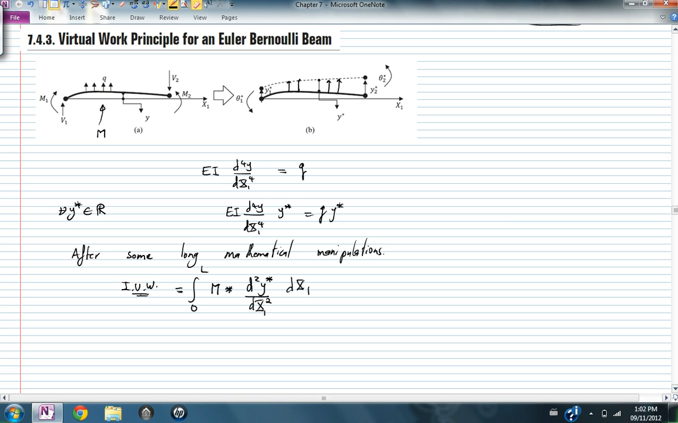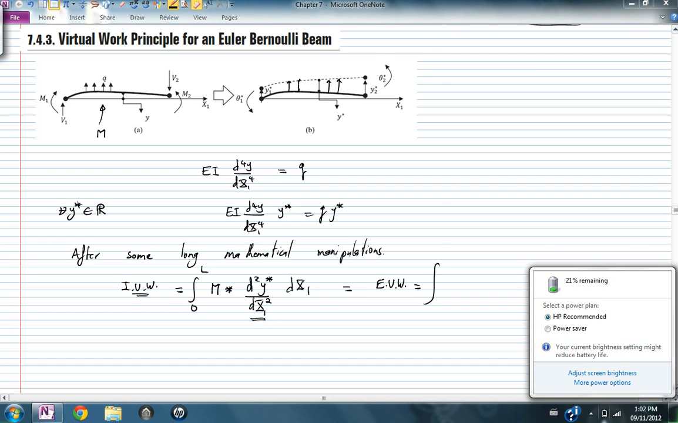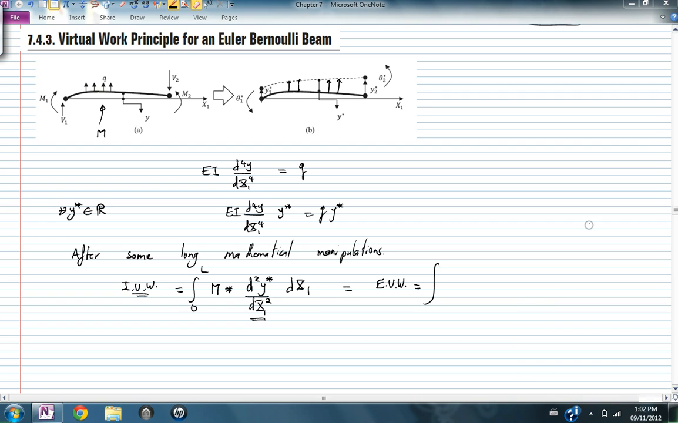The work done by the internal forces during the application of that virtual displacement will be equal to the external virtual work. Now, what is the external virtual work? Every external force will be multiplied by the corresponding displacement. The first external force is the distributed load Q. Q will be multiplied by y star. Now Q is at every point, so this will be integrated over the length.